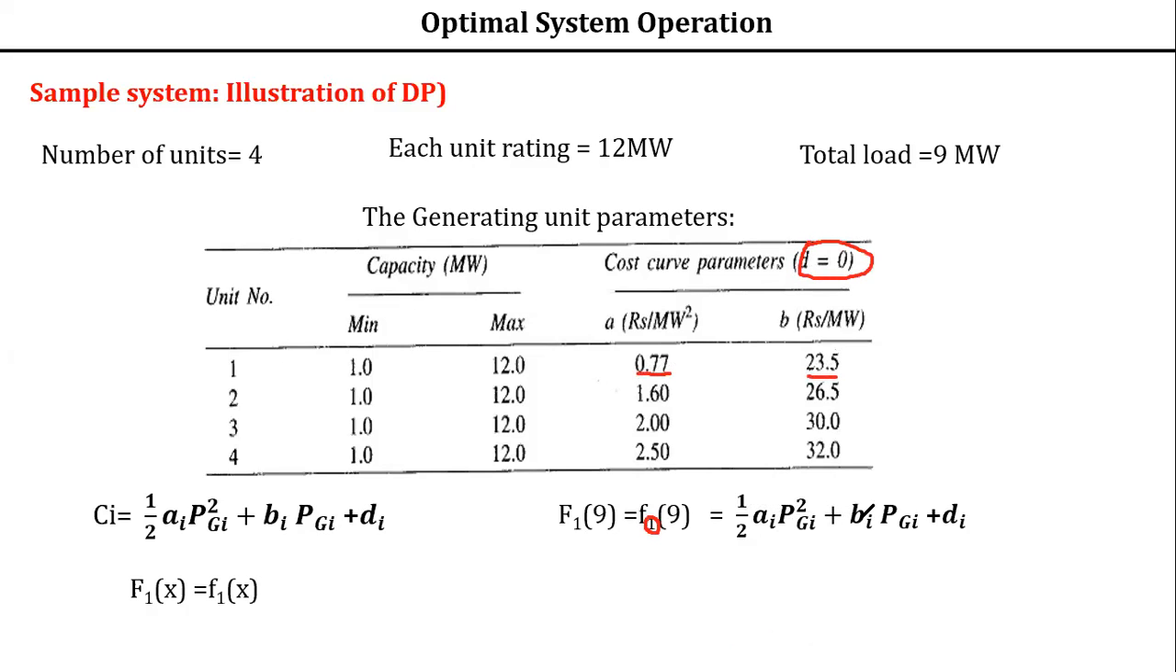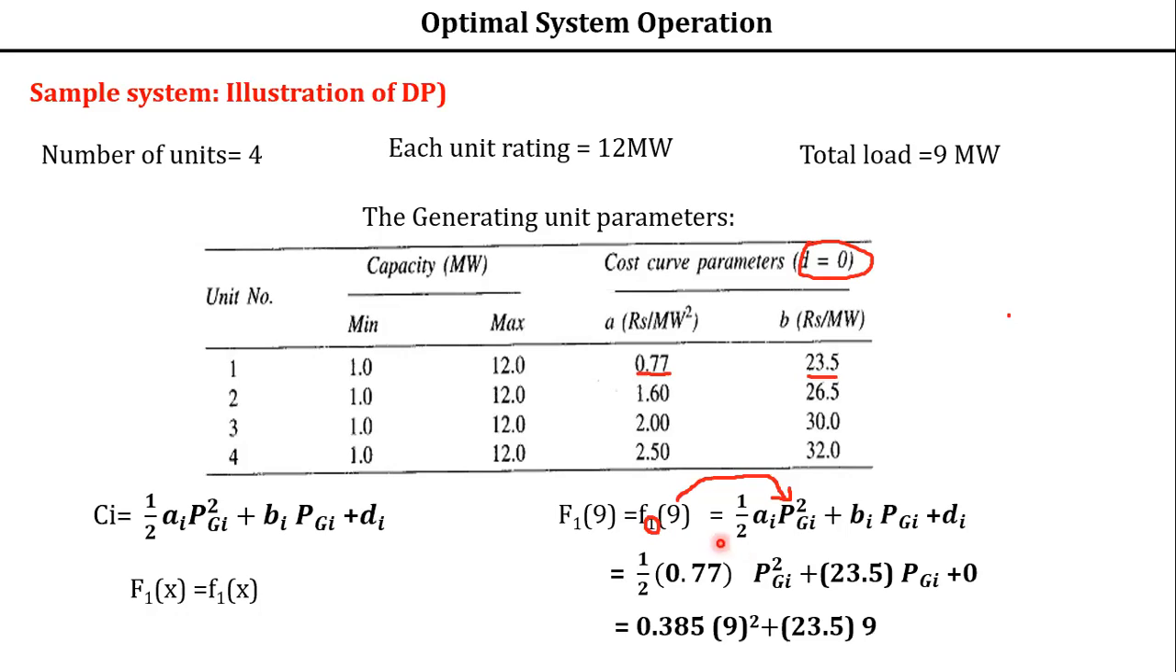So substitute those A and B values from this table. Then what is this PGi? It is nothing but your PG, that is 9. That is nothing but your generation. x is your generation to meet the given load of 9 megawatt. So these values you have to substitute. So now let us substitute it. Now you see, I substituted A as 0.77, B as 23.5. Next step, I will be substituting PG as 9.